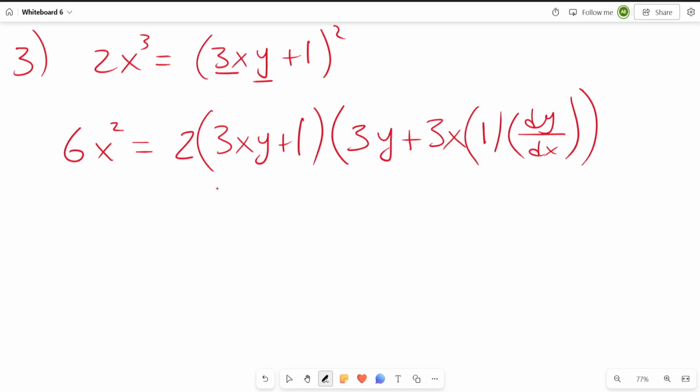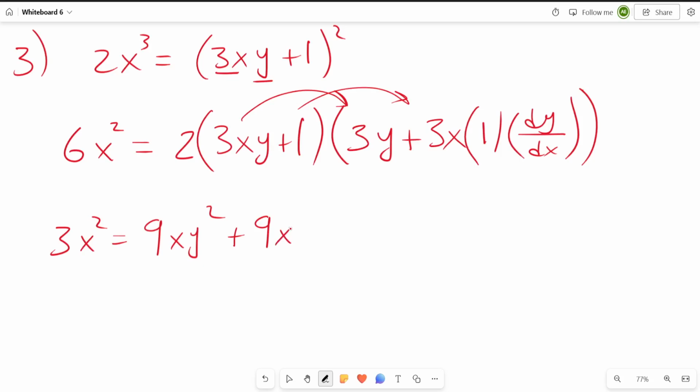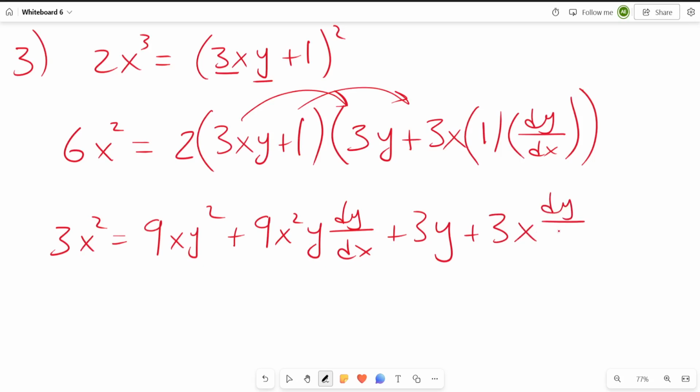So from here, what I can do is I can cancel this 2 with this 6, so this is going to be 3x squared equals, and I can multiply these out. So I'm going to have 3xy times 3y is basically 9xy squared, and then 3xy times 3x dy by dx is basically plus 9x squared y dy by dx. And then I'm going to multiply this 1 inside, so plus 1 times 3y is 3y, plus 1 times 3x dy by dx is 3x dy by dx.